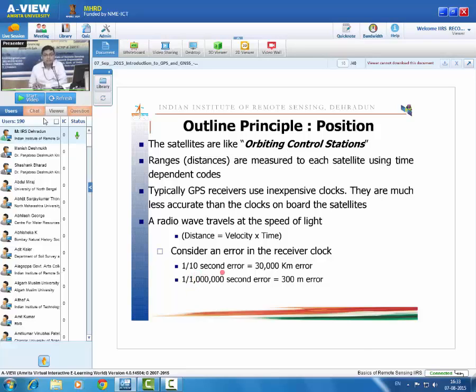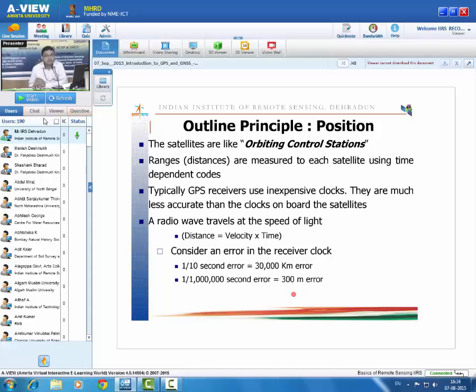So 1 by 10 second of an error can result into an error of 30,000 kilometer, whereas the diameter of the earth is about 12,600 kilometer or so. So that means 30,000 kilometer, that means we are away from the earth. Now if we are having a microsecond error in the timing, then also we are out by about 300 meter. If we have an error of nanosecond, then also we have an error of about 0.3 meter, that is 30 centimeter, which may also not be tolerable by certain applications.